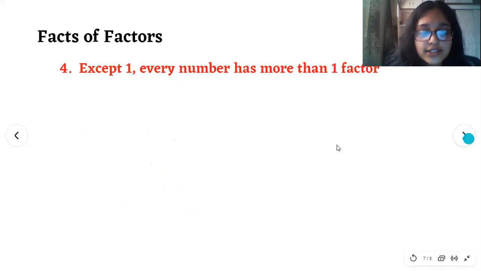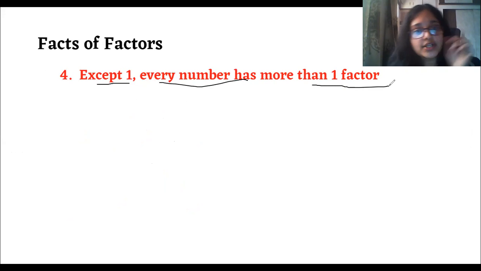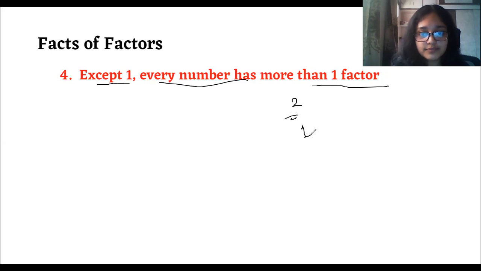Okay? And here is fact number 4. Except number 1, every number has more than one factor. Number 1 is a friend for every number. For example, number 2. Its factor will be 1: 1 2s are 2, and 2 1s are 2. Here it repeats, so I will stop here. So the factors of 2 are 1 and 2. It has more than one factor. We will count: one factor, this one, another factor, this one.